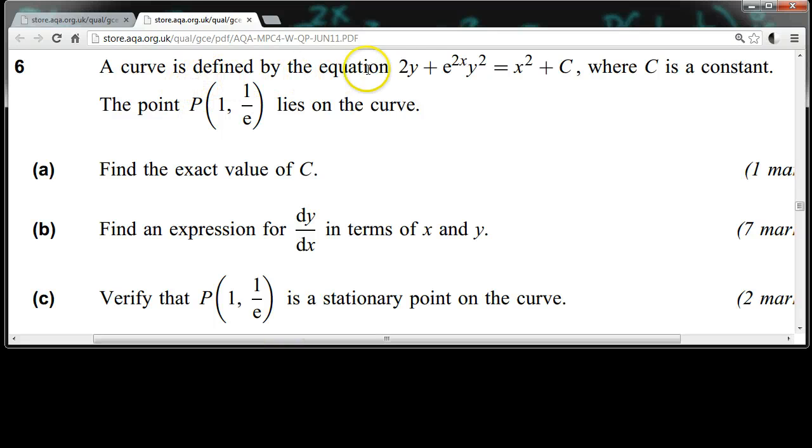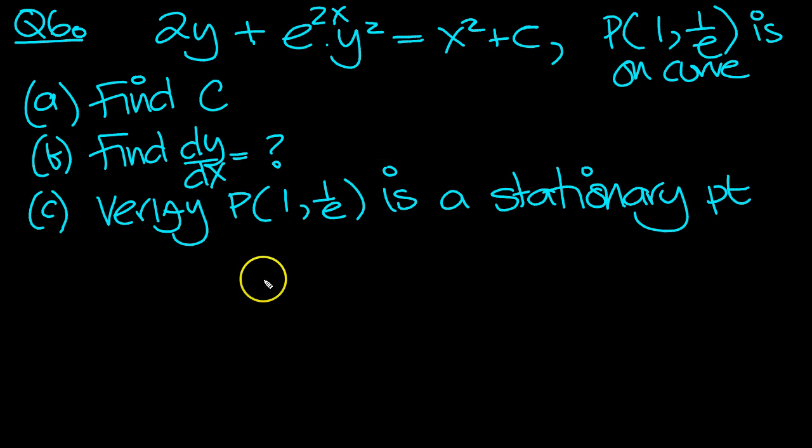A curve is defined by the equation 2y plus e to the 2x times y squared equals x squared plus c, where c is a constant. The point P, (1, 1 over e), lies on the curve. Find the exact value of c, find an expression for dy/dx in terms of x and y, and verify that P (1, 1 over e) is a stationary point on the curve. So let's have a little look at this then.